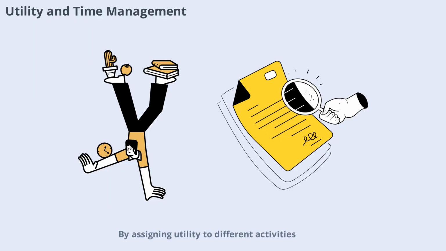Time is a valuable resource, and utility-based decision-making can help you use it wisely. By assigning utility to different activities, you can prioritize tasks that bring the most satisfaction or progress toward your goals. This approach helps you balance work, leisure, and personal growth for a more fulfilling life.